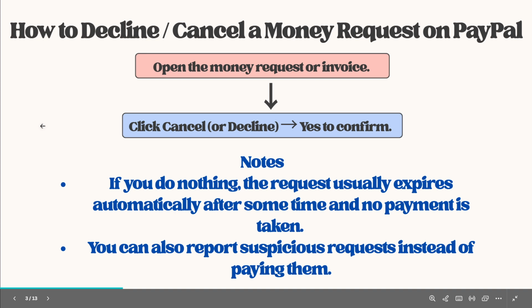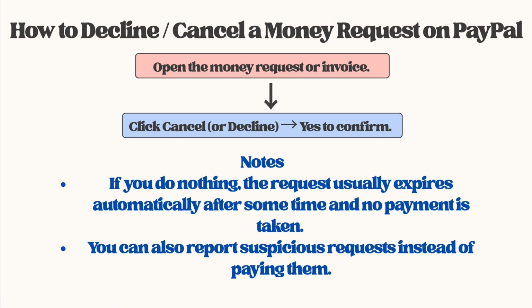If you don't see a Cancel or Decline button, a few things could be going on. The request may already be completed, expired, or withdrawn by the sender. In those cases, you won't be able to cancel it because there's nothing left to decline. If you accidentally paid a request, canceling isn't an option. Instead, consider contacting the sender for a refund or reviewing PayPal's resolution options.